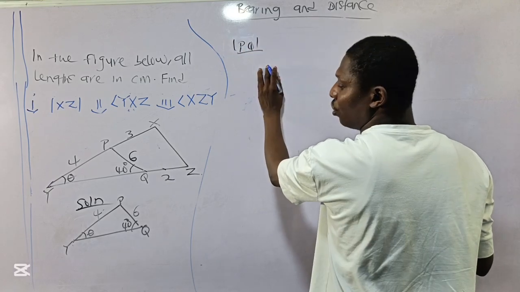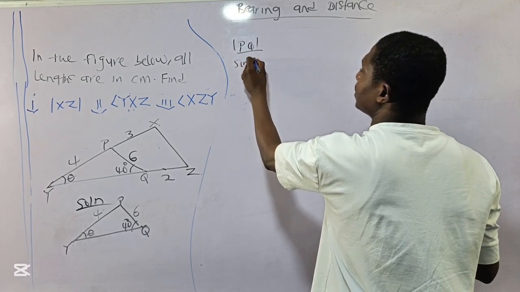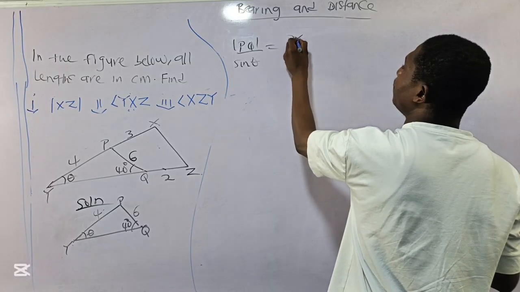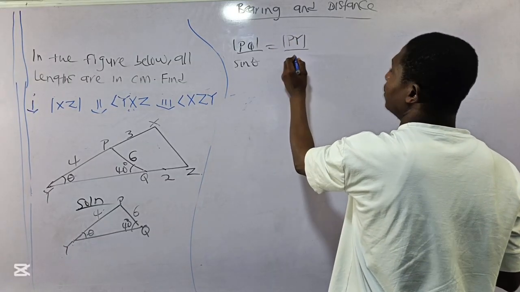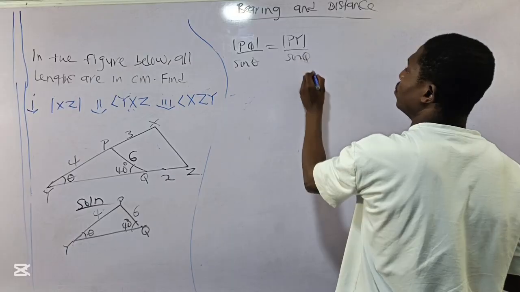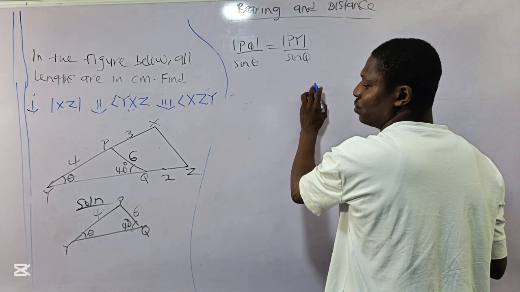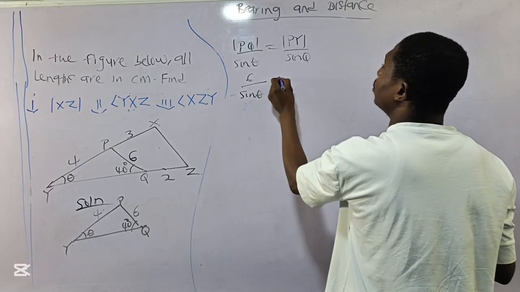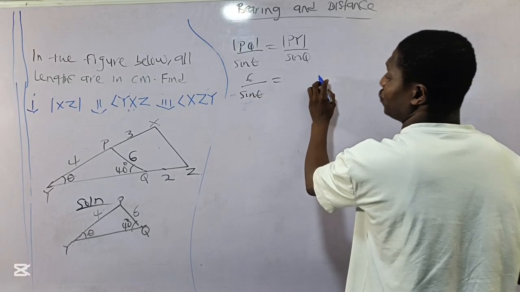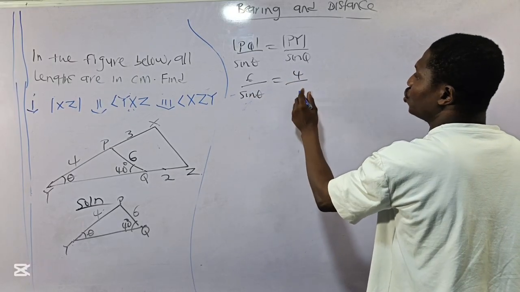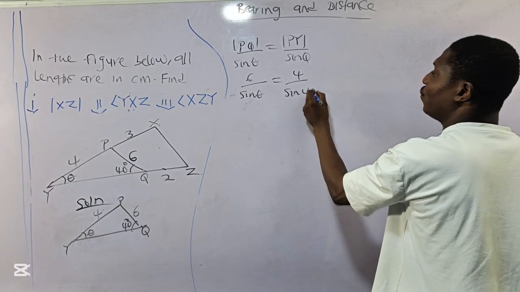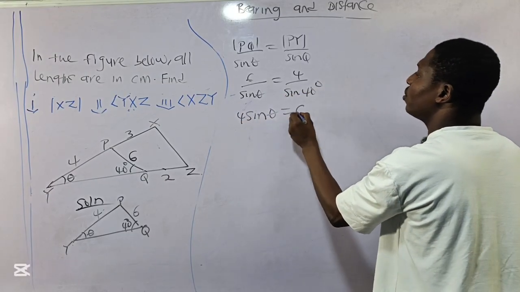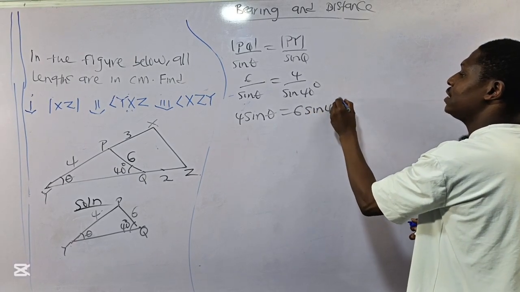PQ all over sine theta will be equals to PY all over sine Q. So PQ is 6 all over sine theta to be equals to PY. PY is 4, 4 all over my angle Q, which is 40 degrees. So I have sine 40 degrees. Now if I cross multiply, I'll have 4 sine theta equals 6 sine 40 degrees.